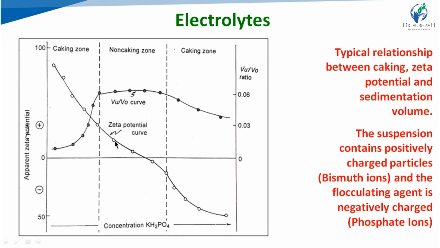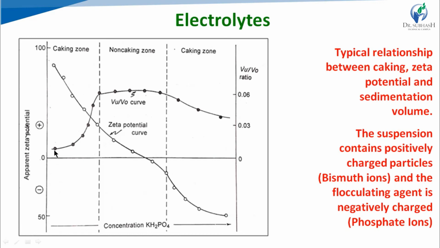So afterwards, if we keep adding more and more phosphate ion, then at one point the zeta potential will be 0. Then if we add even more phosphate ion, since phosphate ion has a negative charge, the zeta potential will go towards the negative side, and due to that again we will have the caking zone.